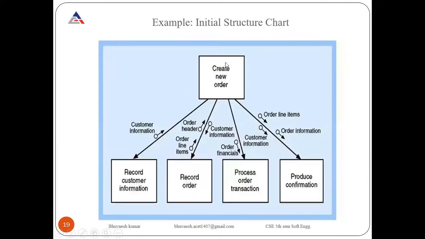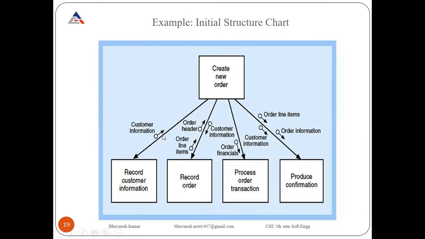And next is an example of drawing a structure chart. This is also an example of online food ordering. This is a rectangle, not a square, and this is your module. This is your main module, and further these are your submodules: record customer information, record order, process order transactions, produce confirmation. These are your submodules.